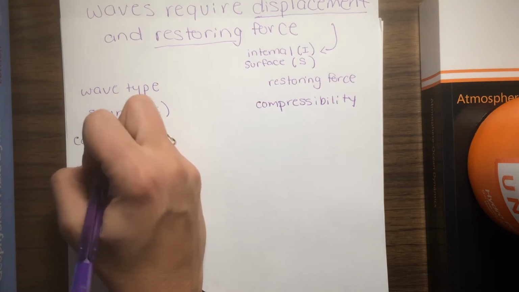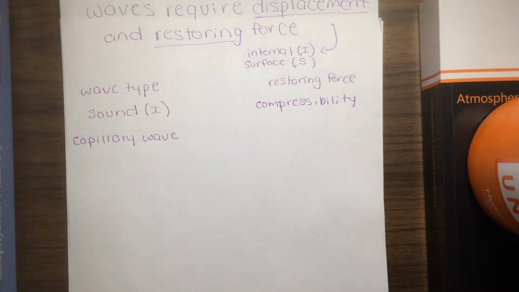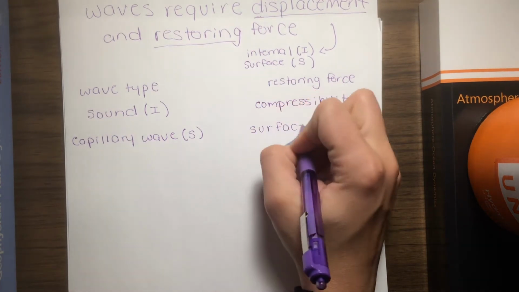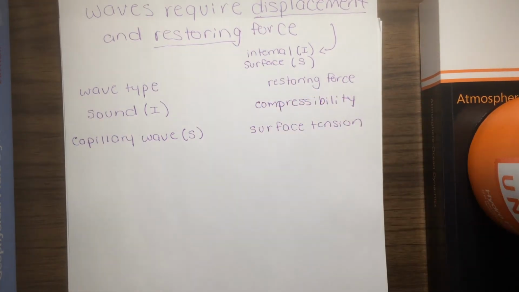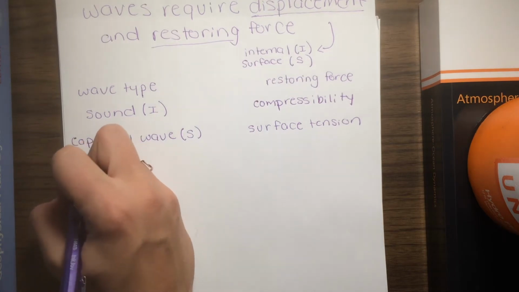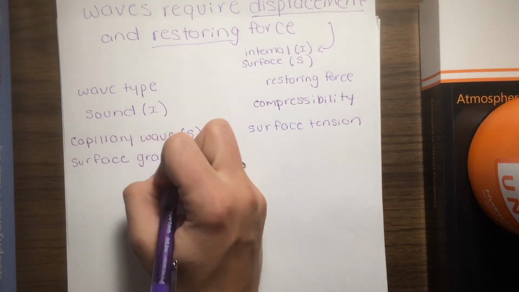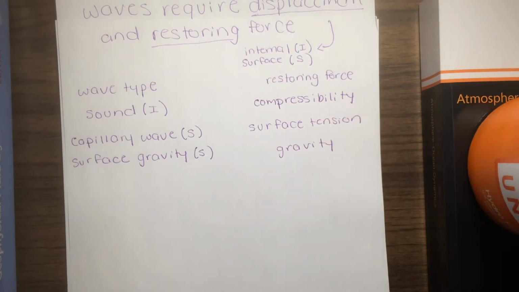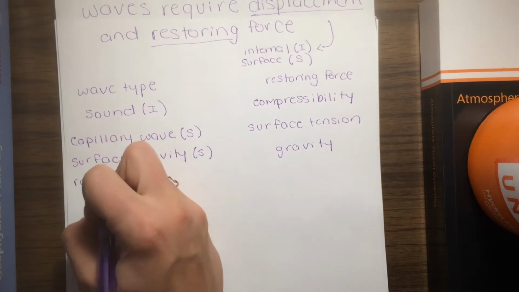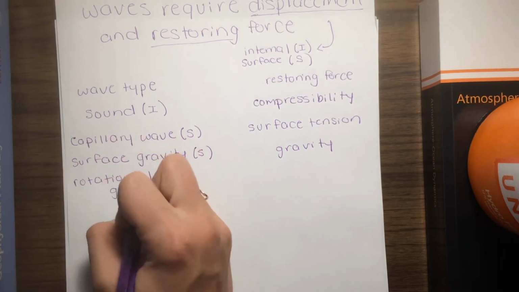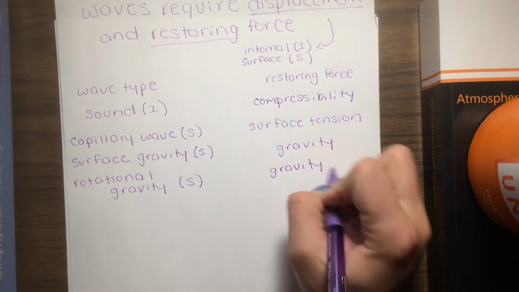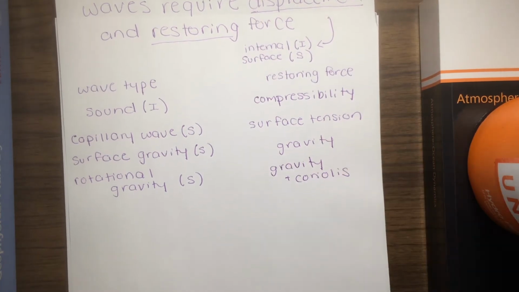Capillary waves are very small ripples observed at the water's surface, usually a result of the wind, or can also be seen by tossing a rock into a still pond. The restoring force of capillary waves is surface tension. Surface gravity and rotational gravity waves are both disturbed on the surface, and both are restored by gravity. Rotational gravity waves are restored by both gravity and the Coriolis effect.